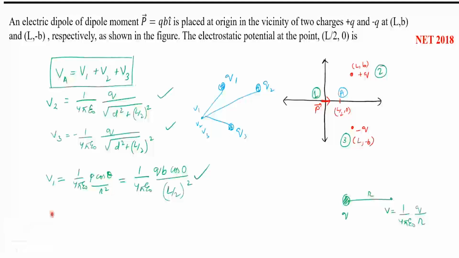So the net potential is a simple scalar sum. Sir, if we add, V2 and V3 will be cancelling, no sir? I was asking from that point of view, based on symmetry. Yes, that's correct. From the symmetry point of view, since the charges are equal and opposite, and the distances are the same, it will cancel out.